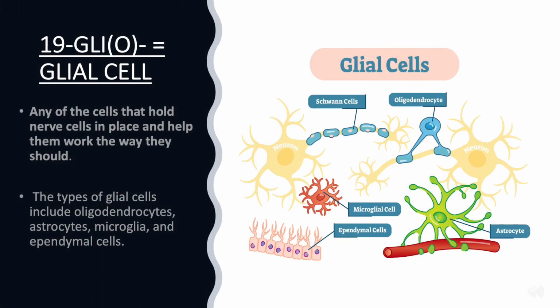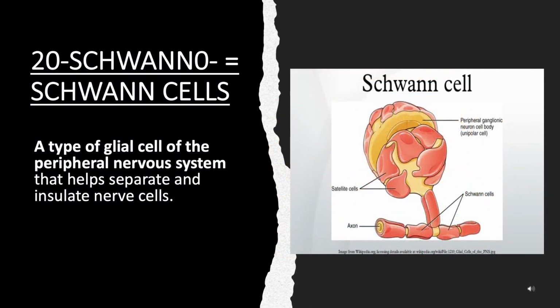19th example is glial, which means glial cells, any of the cells that hold nerve cells in place and help them work the way they should. The types of glial cells include oligodendrocytes, astrocytes, microglia, and ependymal cells. 20th example is Schwann, which means Schwann cells, a type of glial cell of the peripheral nervous system that helps separate and insulate nerve cells.